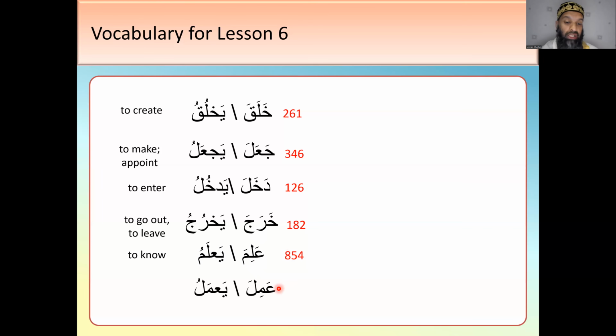Amila. Ya'malu. يعملون. What's يعملون? يعمل means? Okay, excellent. You've written it 360 times, yeah? To work, to do.